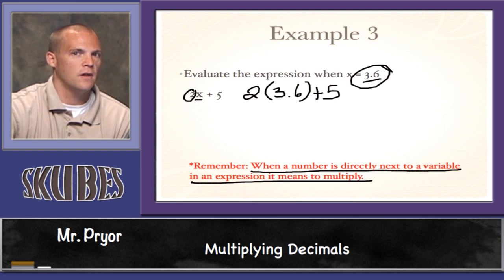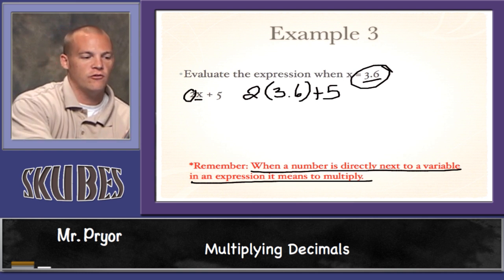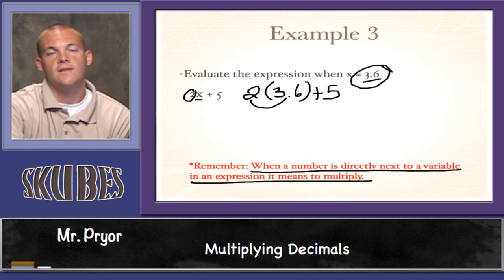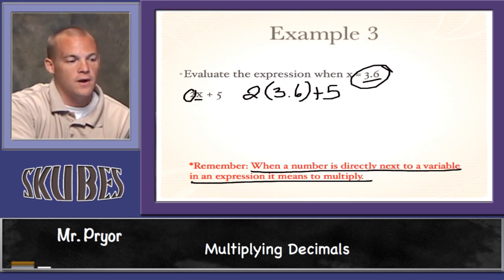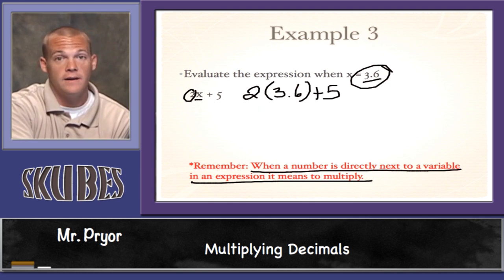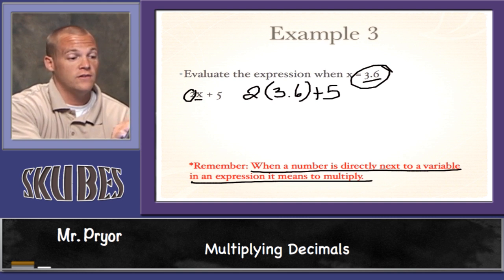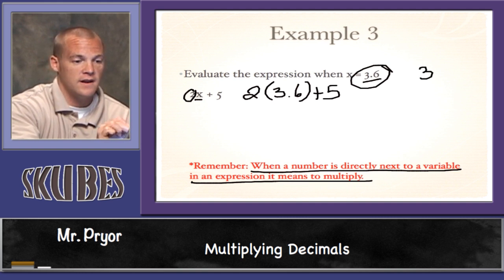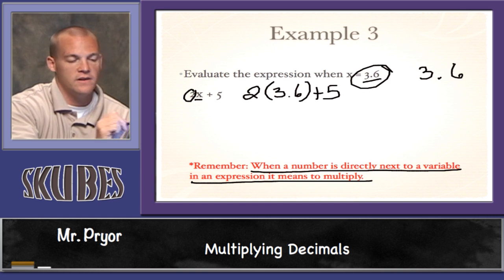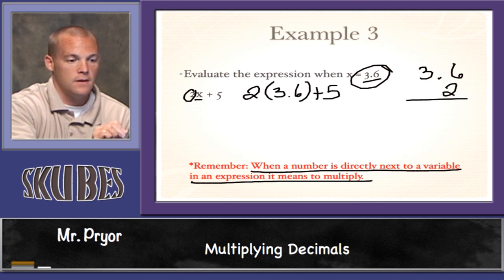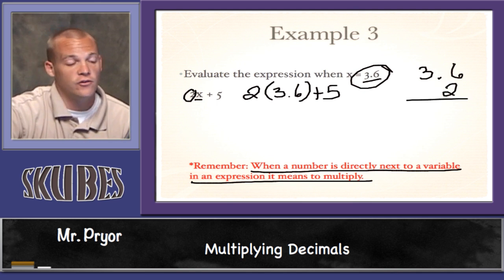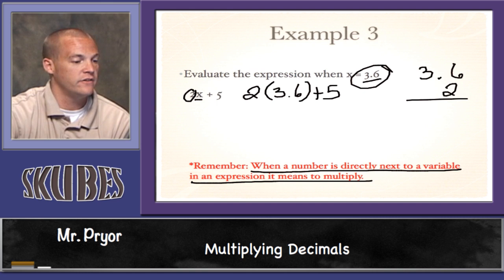This still means to multiply. If you haven't learned that yet, when a number is directly next to a parentheses like this, that means you need to multiply. All right, so there's what our problem is. We need to go ahead and evaluate. So 2 times 3.6 we can do off to the side here. Again, put the largest of the decimal values, or the one with the larger amount of numbers, on top. So that would put 3.6 over 2, because 2 only has one digit.